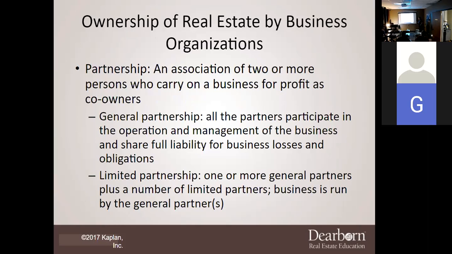Now, there are two types of partners, a general partner and a limited partner. A general partner means all the partners participate in the operation and management of the business and share full liability of the business losses and obligations. So say Miss Linda, Mr. Eugene and Mr. Justin all come together and agree to start a business, have an operation, and participate to make money. We want to be a profitable business, okay?